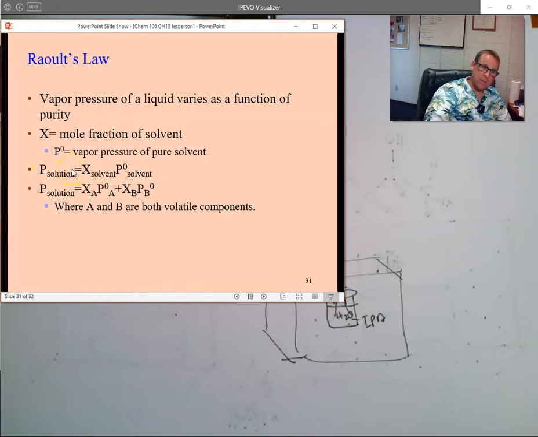What this also gives us the ability to do is, if I have a mixture of 2 compounds, if both of them have vapor pressures, then I can predict what the resulting vapor pressure of the solution will be by looking at the relative mole fractions of the 2 different compounds and their relative vapor pressures.